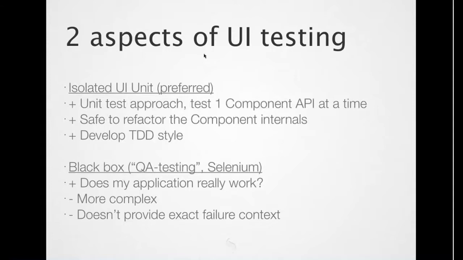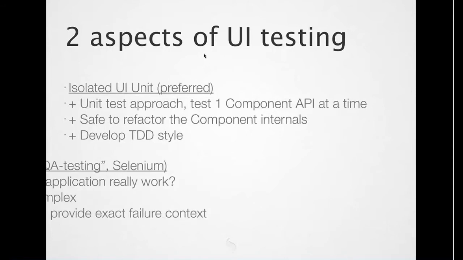And the upside of the black box approach is, of course, that you get an answer to the question, does my application really work? It's like an end-to-end test of your entire app. It's a bit more complex to write such tests. You have to take into account that a lot of things are asynchronous. You have to wait for stores to load, animations to complete, and various conditions. And once such a test fails, you might not necessarily get as good a context as you would in a unit test type test.